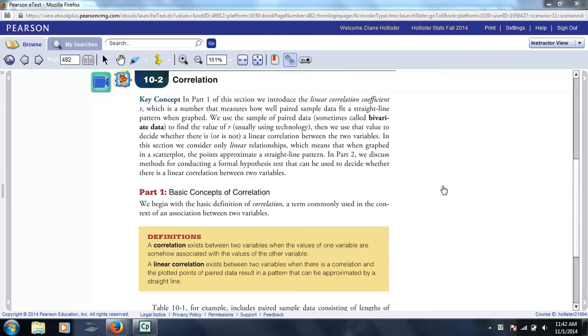In Chapter 10, we are looking at paired data, sometimes called bivariate data, to find what is called the linear correlation coefficient. The letter we use for that is a lowercase r. We are only looking at linear relationships at this time. There are other types of correlation, but we are only looking at linear.